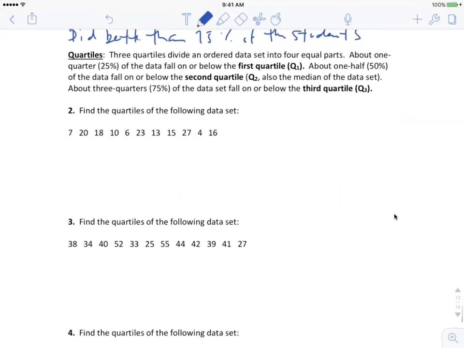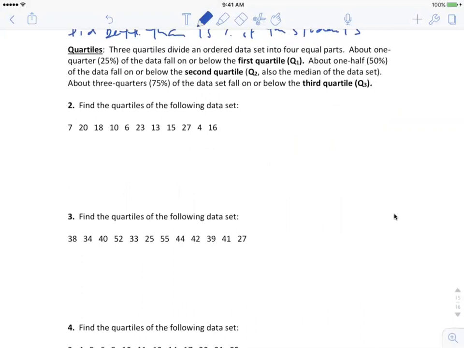The rest of this section is all on quartiles. Quartiles are like percentiles, except instead of dividing a data set into 100 parts, we're only going to divide it into 4 equal parts. About 1/4 or 25% of the data falls below Q1. Half of the data falls below Q2. Q2, by the way, is also the median. Then 75% of the data falls below Q3. All of the data would fall below Q4, which would be the maximum.